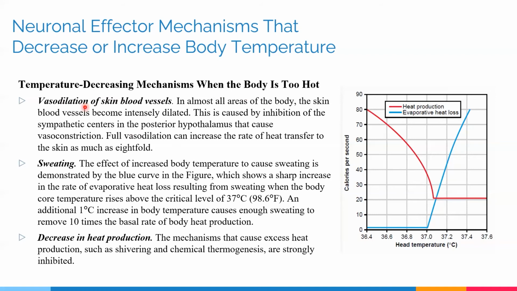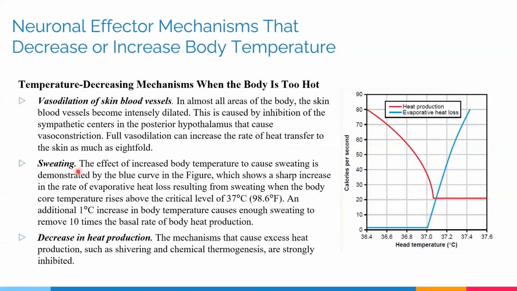The first of these mechanisms include vasodilation of the skin blood vessels. In almost all areas of the body, the skin blood vessels become intensely dilated when the body is too hot. This is caused by inhibition of the sympathetic centers in the posterior hypothalamus that cause vasoconstriction. Full vasodilation can increase the rate of heat transfer to the skin as much as 8-fold.